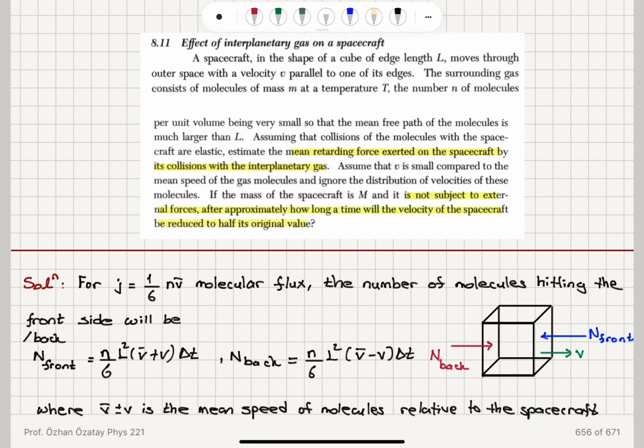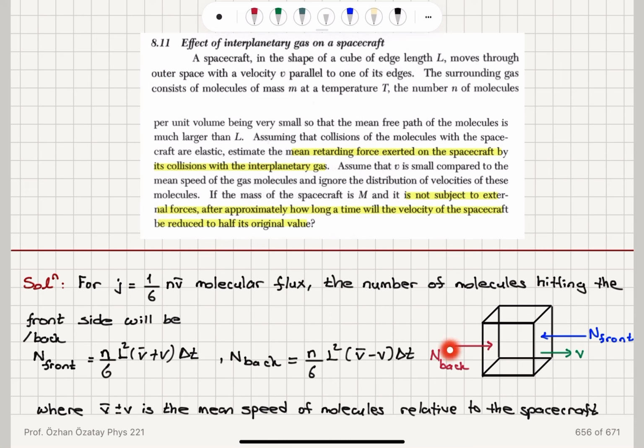Those collisions with the spacecraft are elastic, so we want to estimate the mean retarding force. Now, using the random motion of molecules, we have a molecular flux of 1/6 n v bar normally, but for the number of molecules hitting the spacecraft from the front side, we will have a relative speed of the molecules being not v bar but v bar plus v, because the spacecraft is already moving towards the molecules. So we will have n/6 (v bar plus v), the molecular flux, multiplied by the area L square, multiplied by delta t, giving us the number hitting from the front.